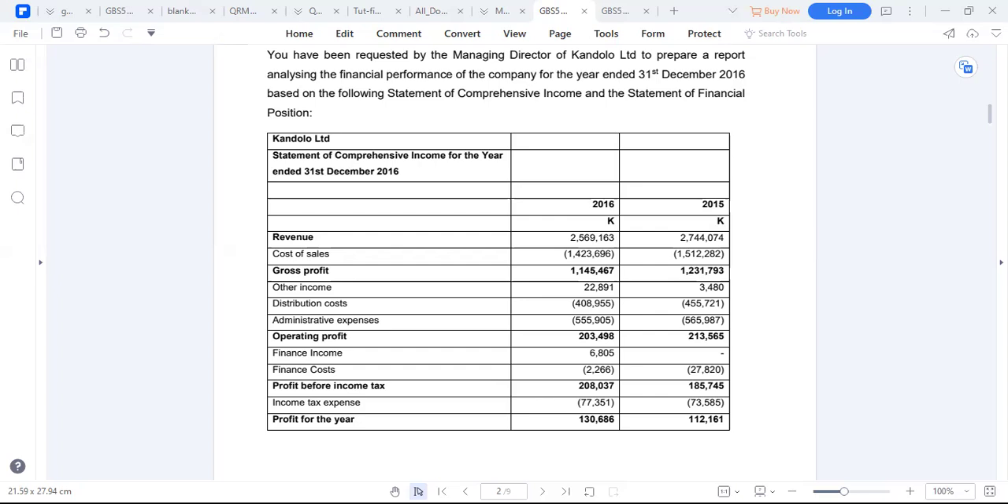Another important ratio, which is also sometimes called the TIE, the times interest earned ratio. This one is used to assess a company's ability to meet its interest obligations on outstanding debt. Basically, this ratio indicates how easily a company can pay interest expenses from its earnings before interest and taxes.